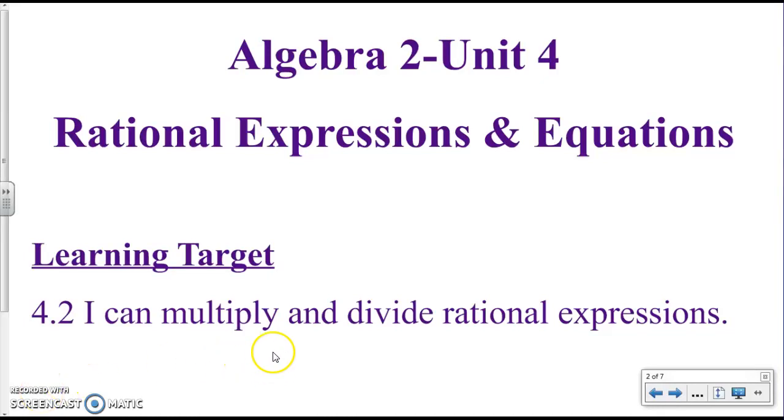Alright, back for learning target 4.2. I can multiply and divide rational expressions.